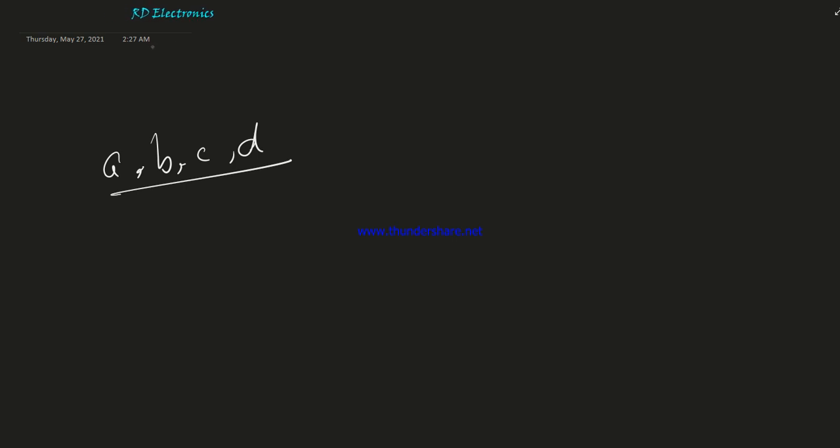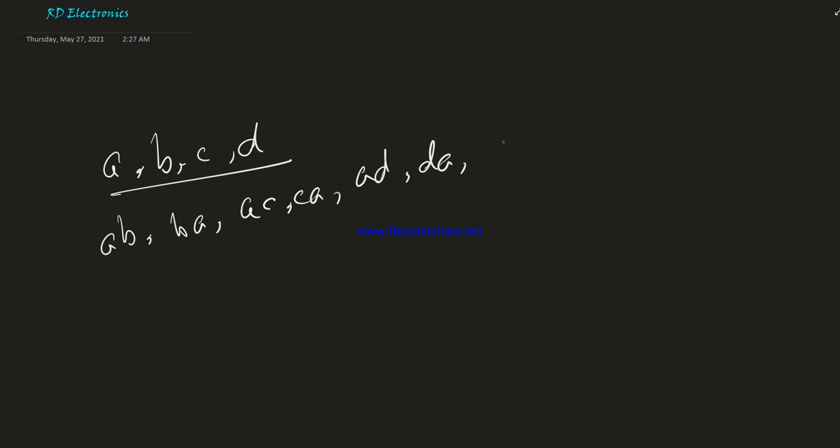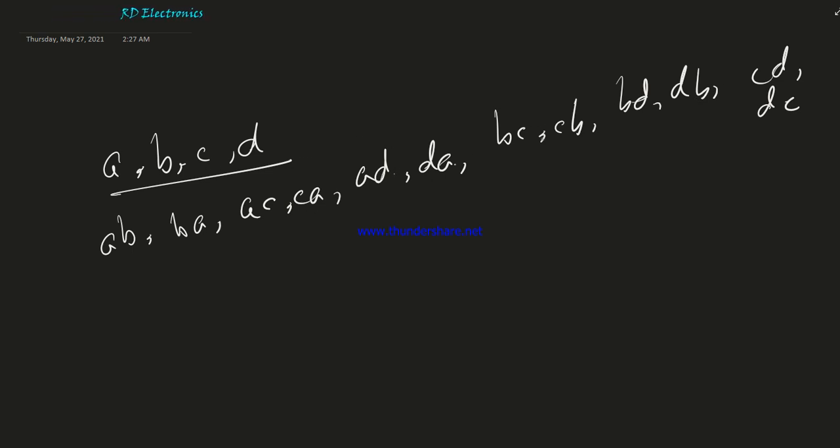and taking any 2 objects at a time, these can be arranged as AB, BA, AC, CA, AD, DA, BC, CB, BD, DB, CD, DC. So basically there are 12 arrangements: 1, 2, 3, 4, 5, 6, 7, 8, 9, 10, 11, 12. There are 12 arrangements in all.